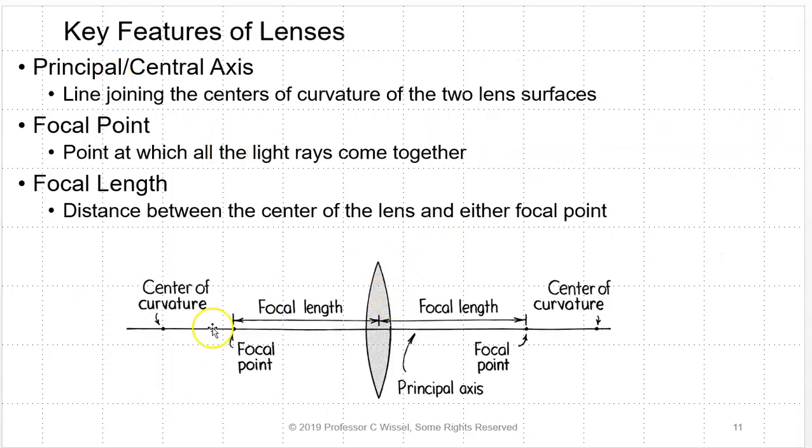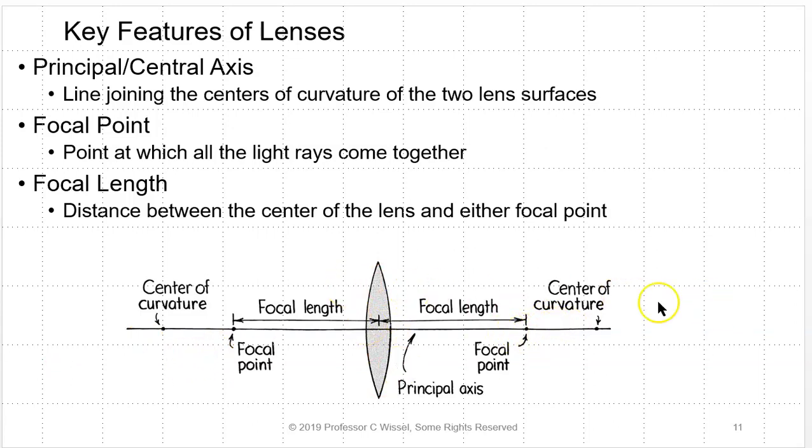Now there are some key features, little landmarks you need. The central axis, or principal axis, is a line joining the centers of curvature of the two lens surfaces. In other words, it goes right through the center of the lens. It's pretty much the same as it was for a mirror. The focal point, just like for the mirror, is a point at which, if the light is coming in parallel, all the light rays will come together. The focal length is the distance between the focal point and the actual center of the lens. And notice that lenses have two focal points. That's because if the light's coming from this side, it'll typically focus at this point for this type of lens.